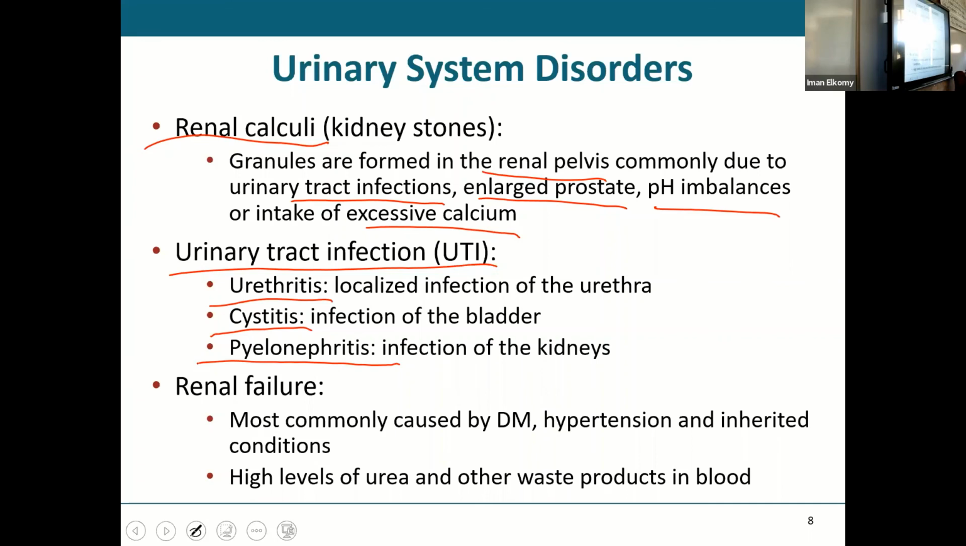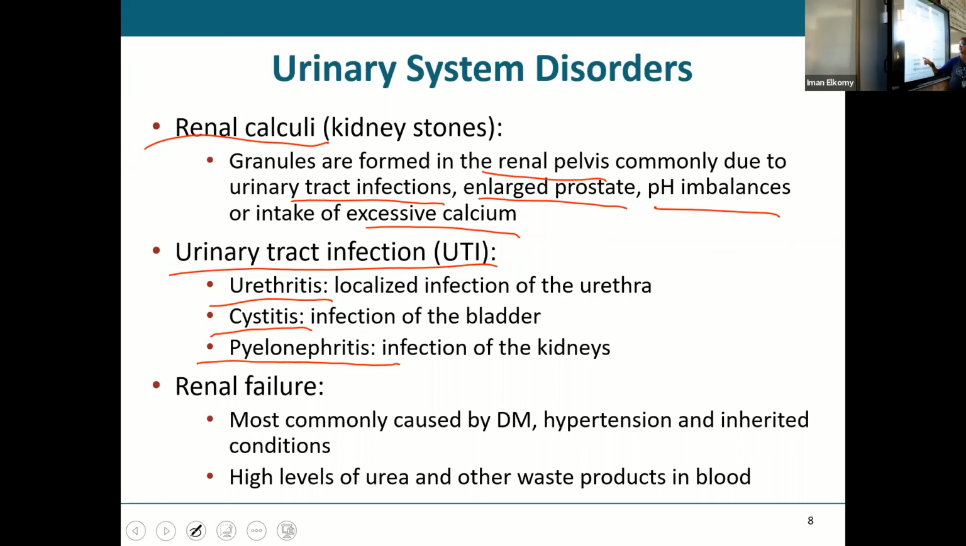IC? I don't know what IC is. Oh, yes, same thing. Cystitis. But it doesn't have to be bacterial. We're talking UTIs as in bacterial. Most of the time it's bacterial, but interstitial cystitis can be viral. It doesn't have to be bacterial.